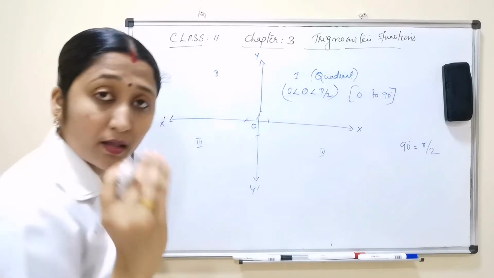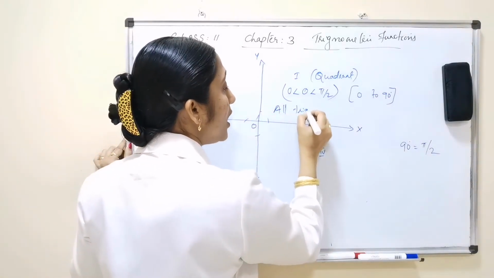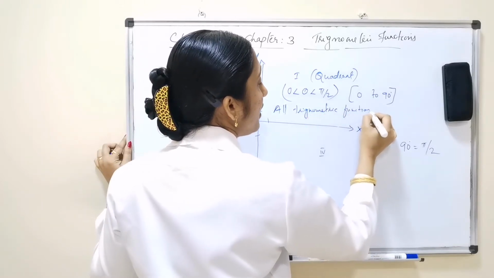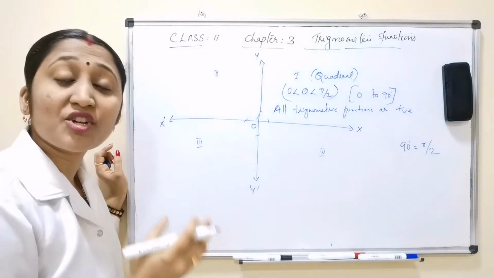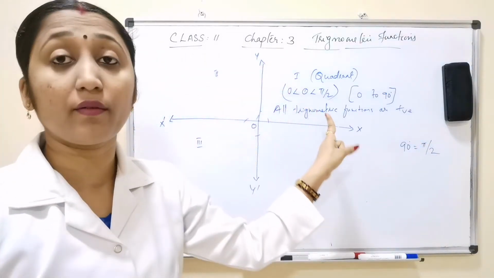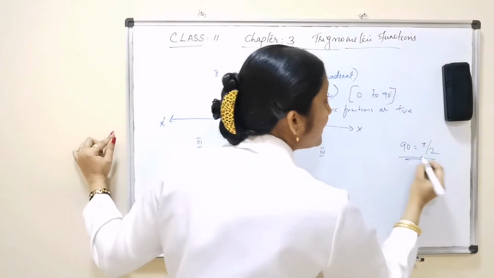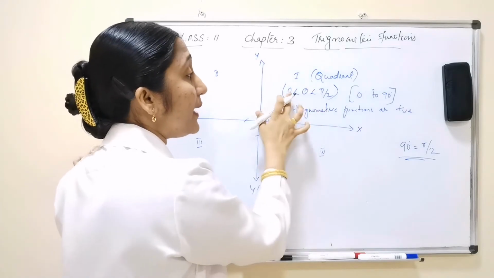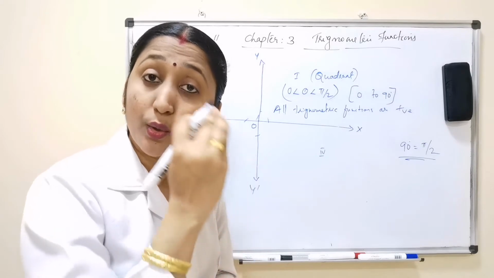We also want to know that in the first quadrant, all trigonometric functions are positive. First quadrant means 0 to 90, and 90 is pi by 2. So the angle theta lies between 0 and pi by 2, that means 0 to 90 degrees.